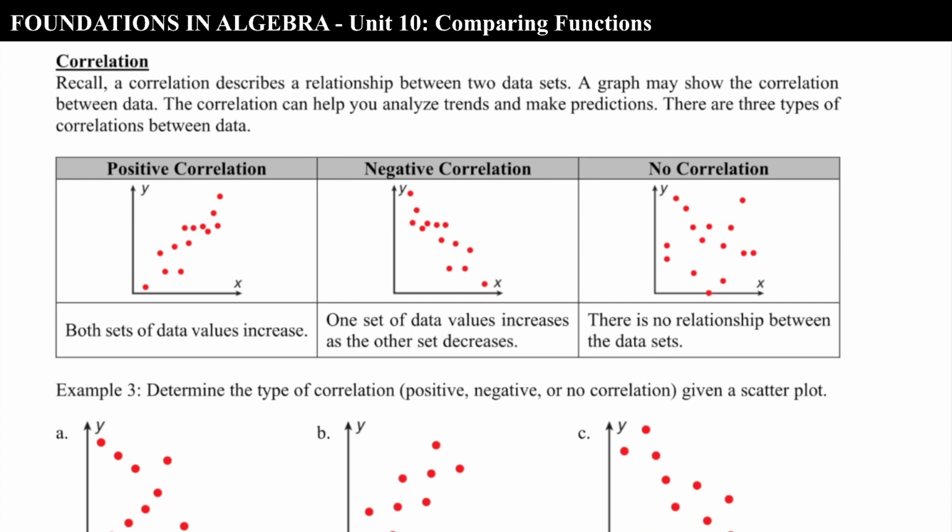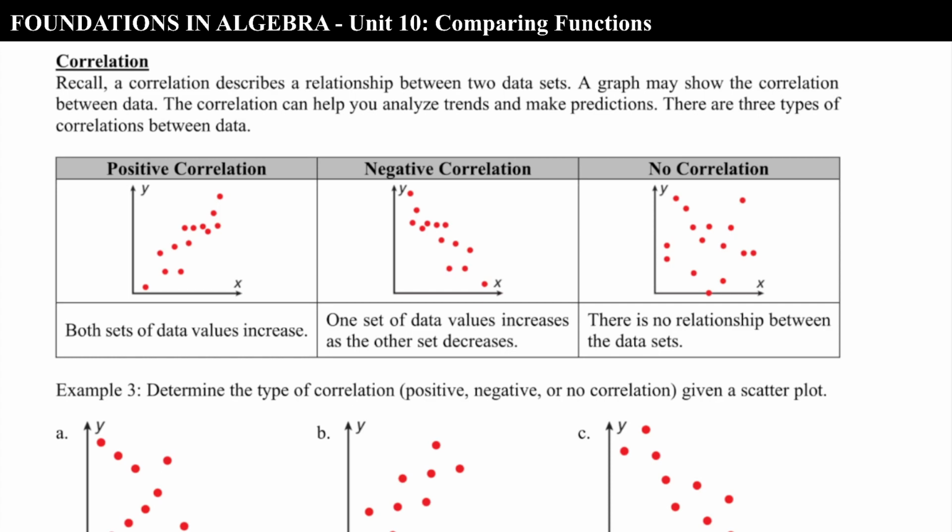All right, let's go ahead and revisit a topic that we've already covered several units ago, and that is correlation. Remember, correlation describes a relationship between two data sets. A graph may show a correlation between data. The correlation can help you analyze trends and make predictions.